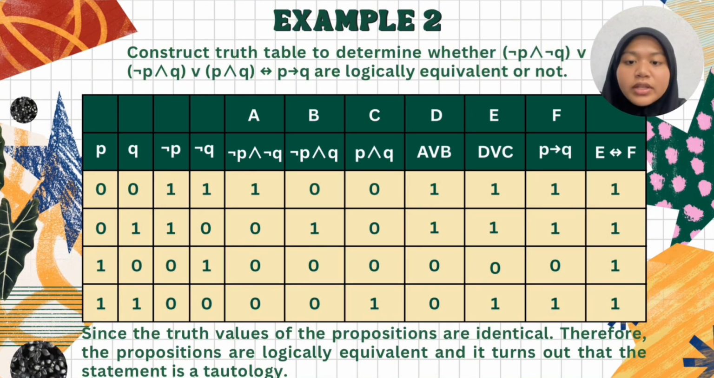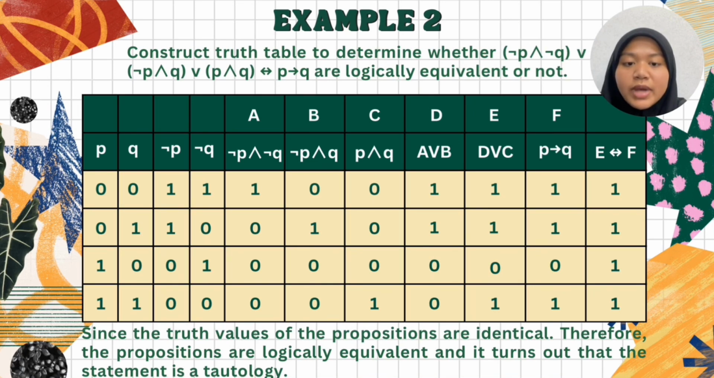Not P and not Q, we will get 1000. This column will be A. For column B, it is not P and Q. We will get 0100. For the C column, we will get P and Q, which is 0001. And for the D column, it is A or B. We will get 1100. For column E, we will use D or C, and we will get 1101.